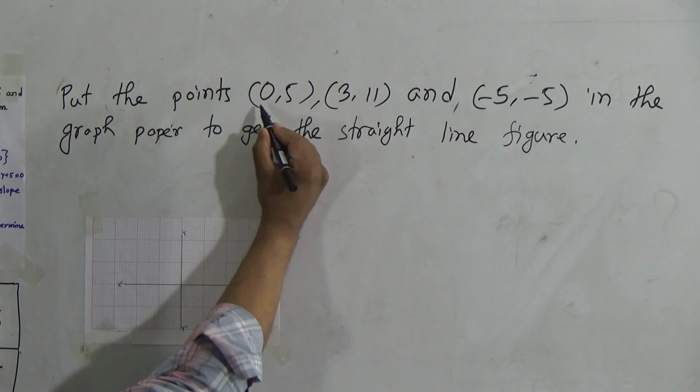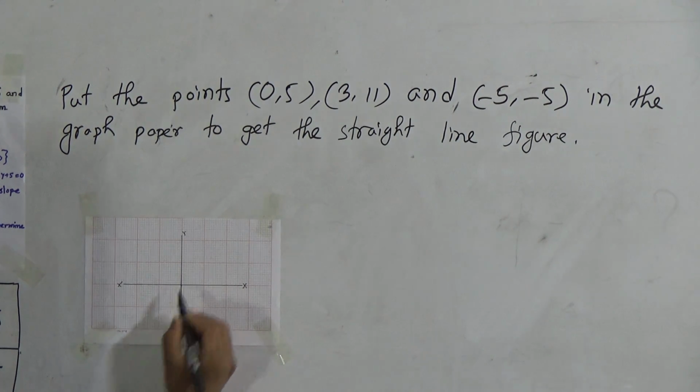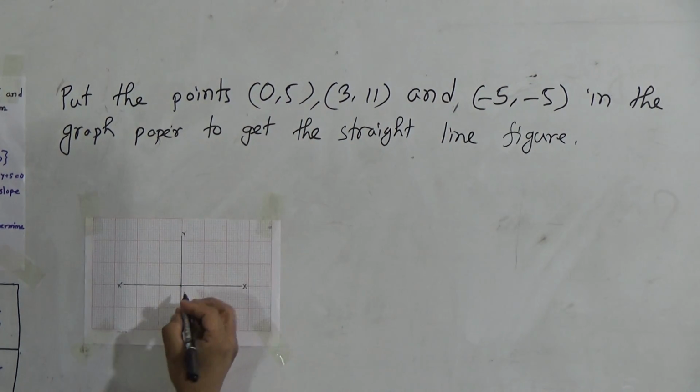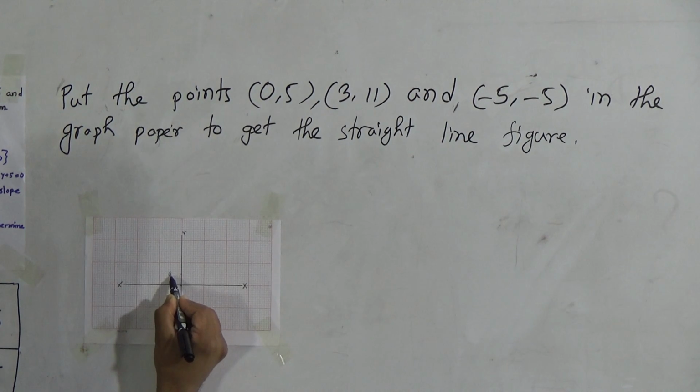The first point is (0, 5). 0 is the value of x here, so here is the point (0, 0). And we will get the value of y equal to 5. We will go to the upper side because 5 is positive: 1, 2, 3, 4, 5. This means this point is our point (0, 5).